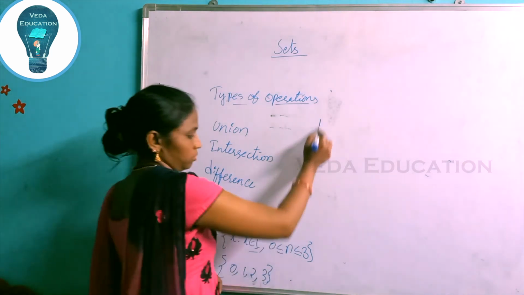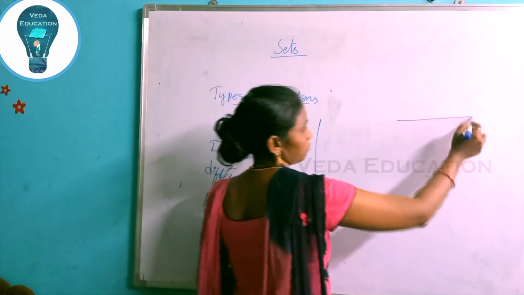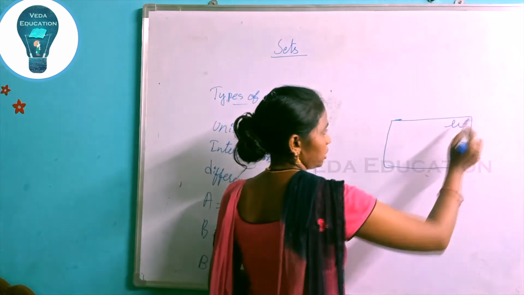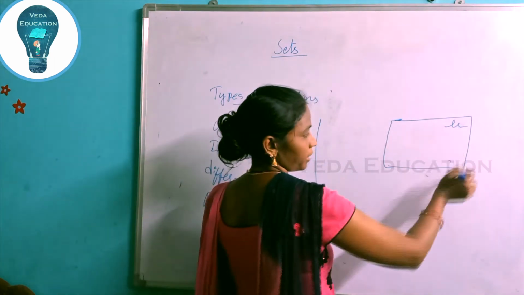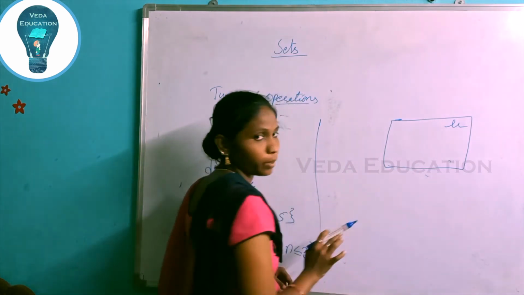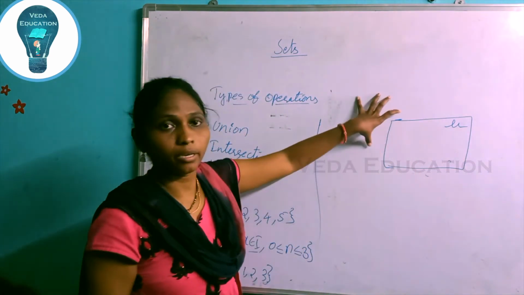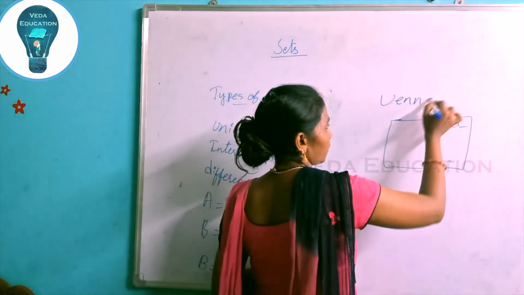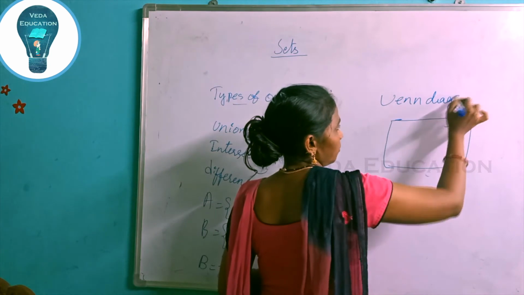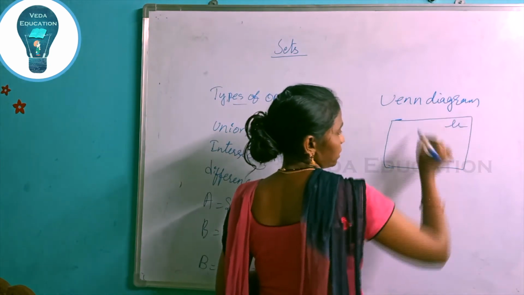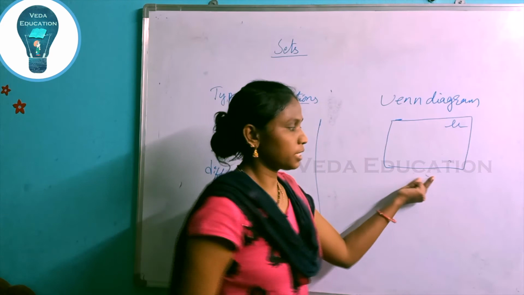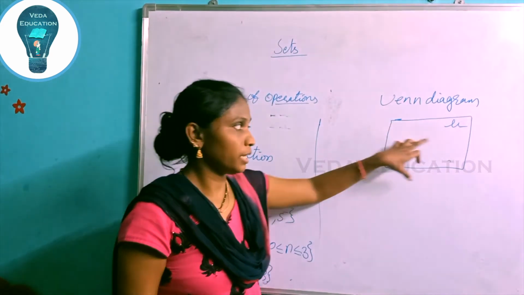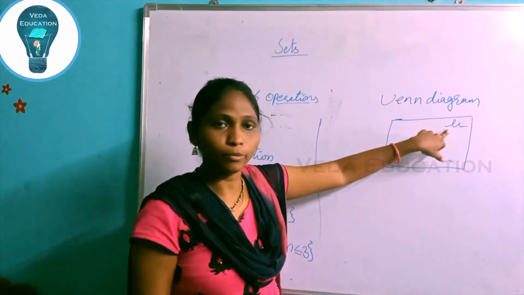Now take a rectangular box. Just now I explained, this is a mu and rectangular box, the universal set. Always you should remember, when you are representing sets in pictures, we call this form a Venn diagram. When you are representing sets in a Venn diagram, compulsorily draw a rectangular box that indicates the universal set, and in the corner mention the mu symbol.